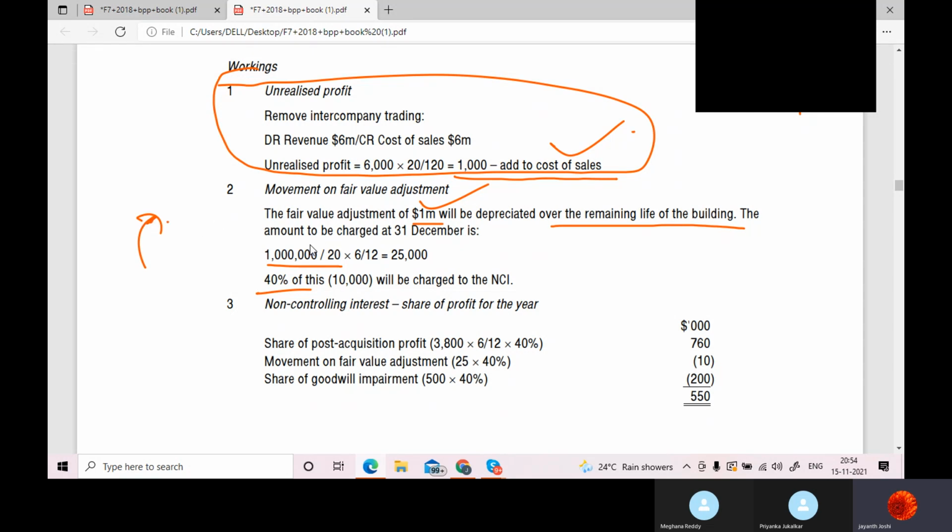So excess depreciation would be there or not? When you revalued the property and it has increased by $1 million, this extra $1 million would definitely also increase the depreciation of your asset. So the depreciation is increasing by $25,000 for 6 months, because it's a mid-year acquisition.